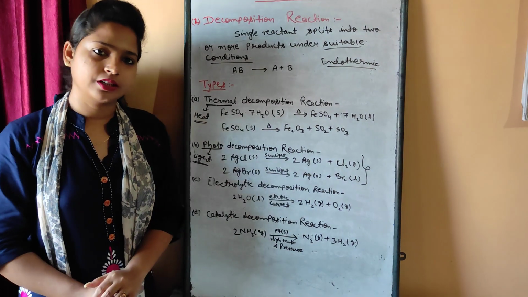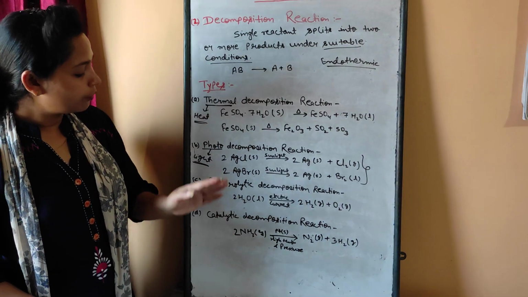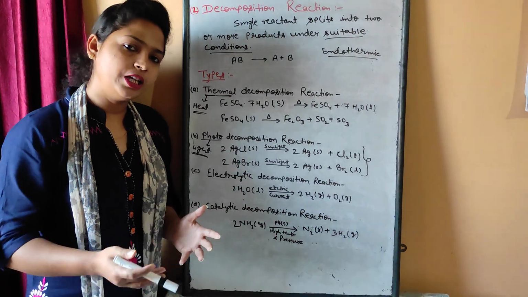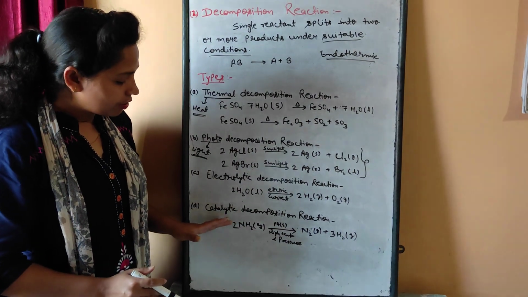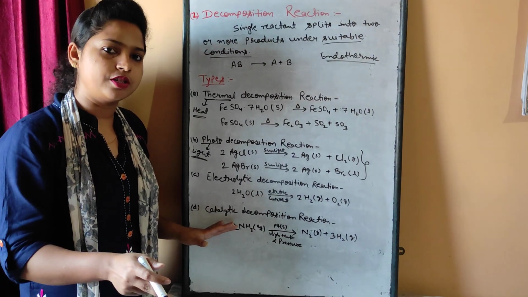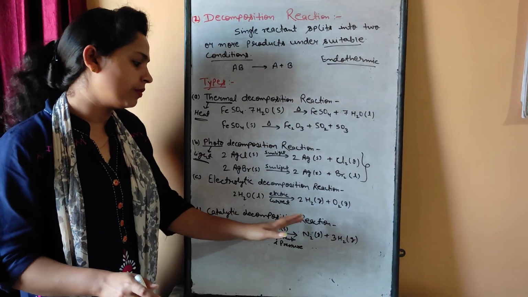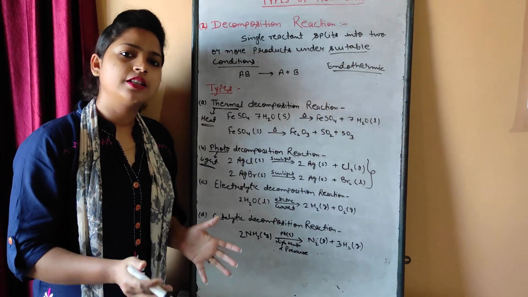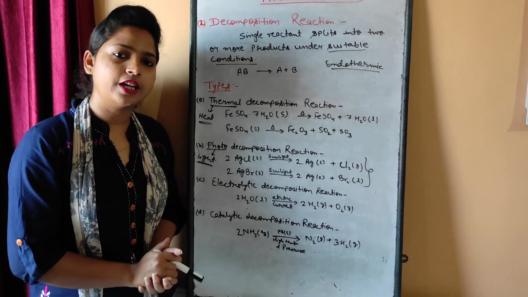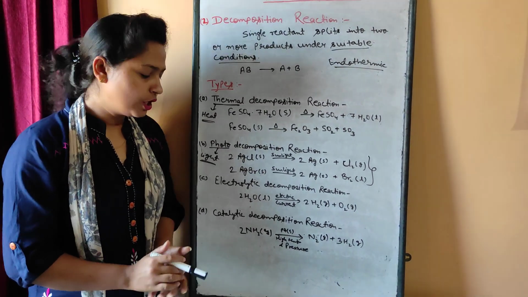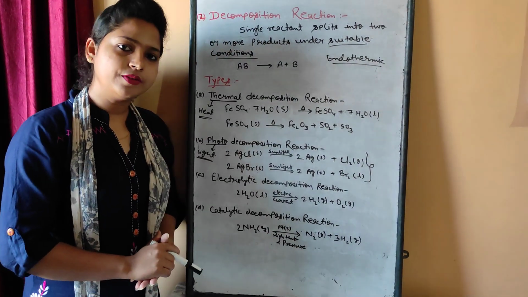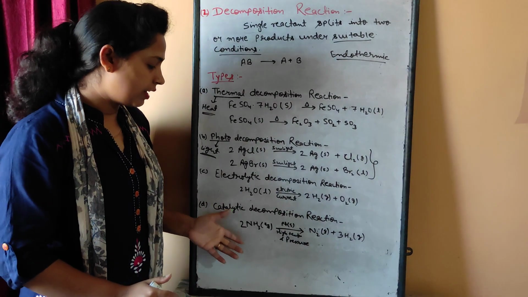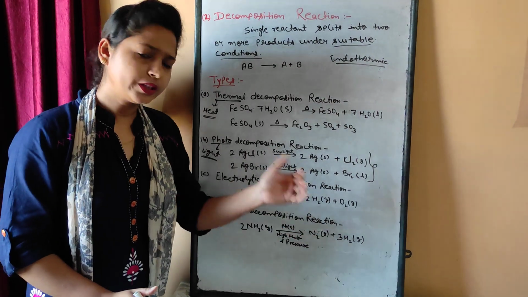So whenever a reactant splits into its products in the presence of electric current, then it is called electrolytic decomposition reaction. Clear? Now, the fourth type of decomposition reaction is catalytic decomposition reaction. It means whenever there is a catalyst present that helps in decomposition, then it is called catalytic decomposition reaction. Now, all of you know what catalysts are. Catalysts are substances which alter the rate of reaction without being consumed themselves. So whenever the decomposition reaction takes place in the presence of a catalyst, it is called catalytic decomposition reaction.